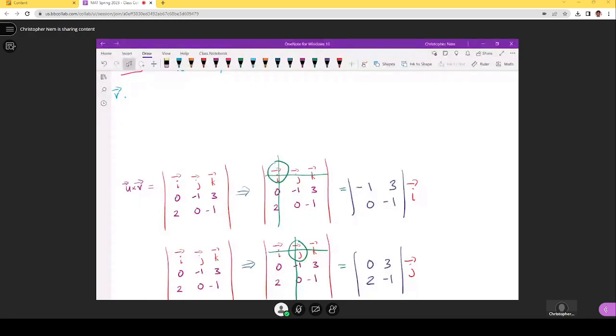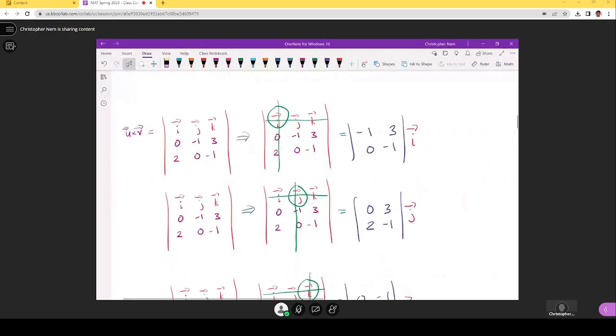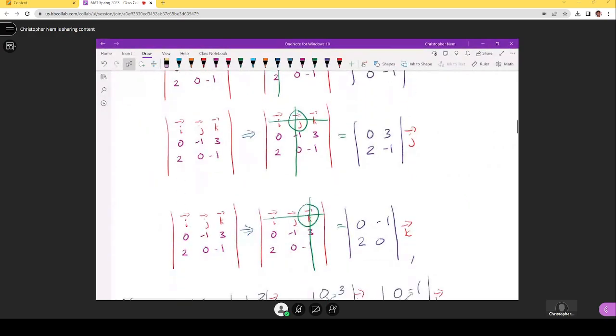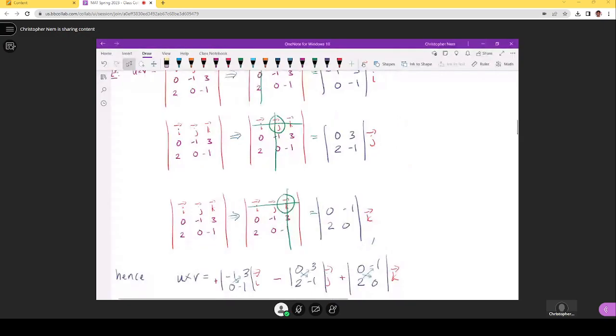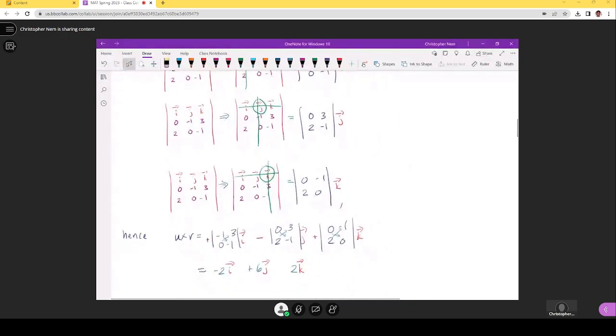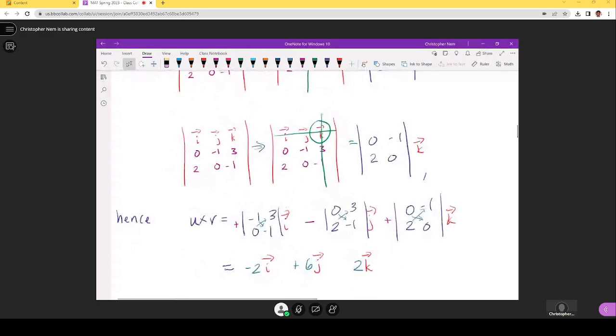All right, and then I have my cofactor expansion. That's nice. And then I can put this all together. When you get better at this, you'll put them all together at once. But for now, I recommend you split them up just so you have more practice. Once I put them together, I have to alternate the signs. I have plus, minus, plus. And then I have my u cross v as this vector, -2 times the vector i, 6 times the vector j, 2 times the vector k.